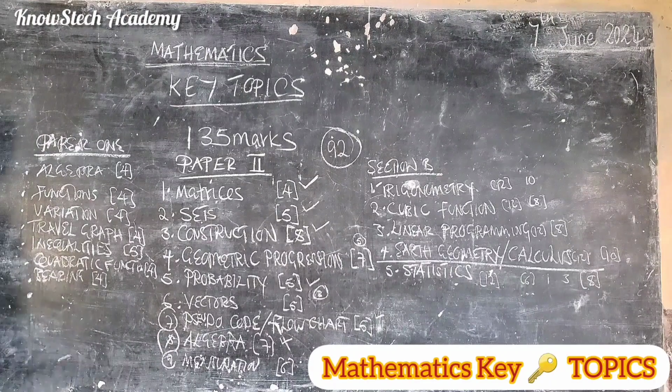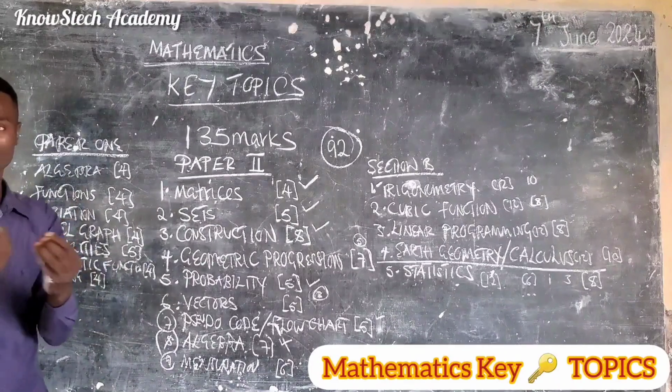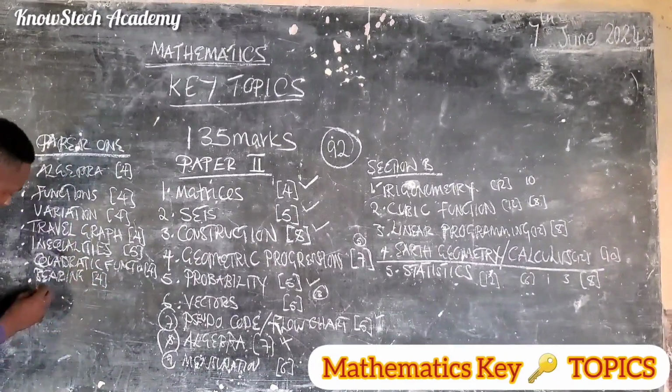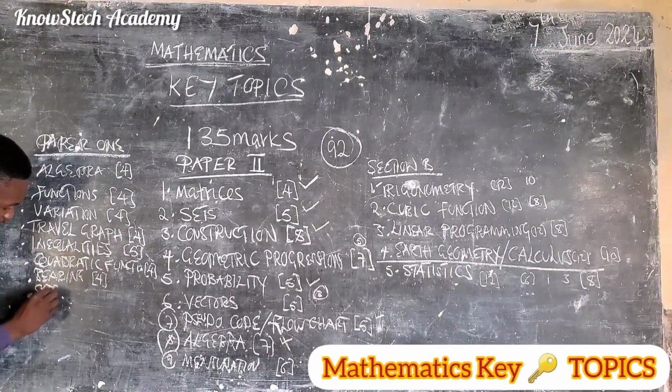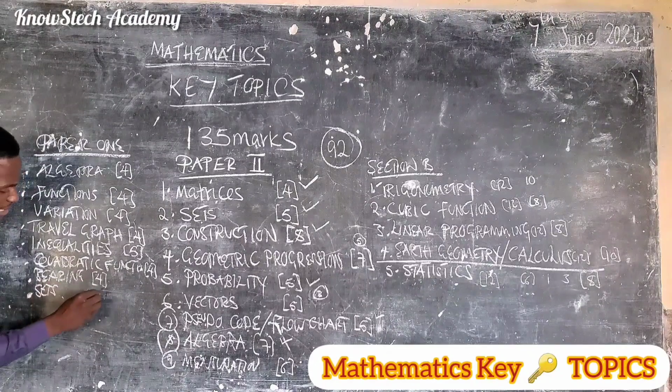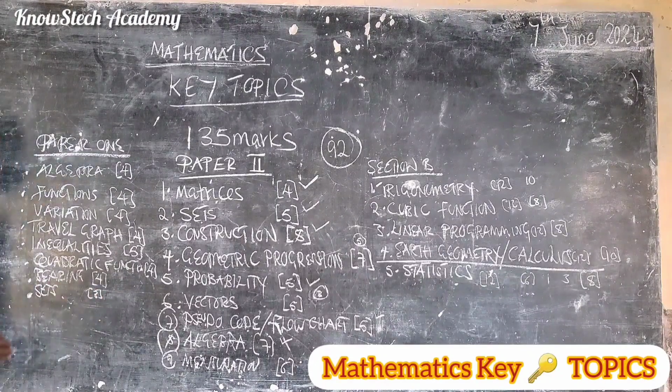Bearings 4 marks. What else? Oh, sets, where you're supposed to shade or come up with index notation. Sets is just 3 marks, the maximum 3. You share 2 marks, then coming up, there's another question which is usually asked and is given 1 mark.